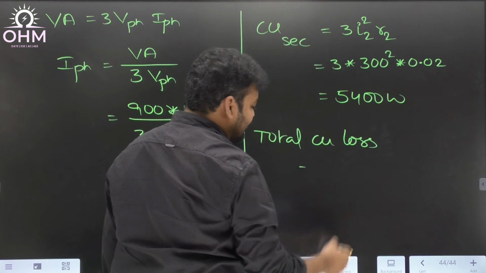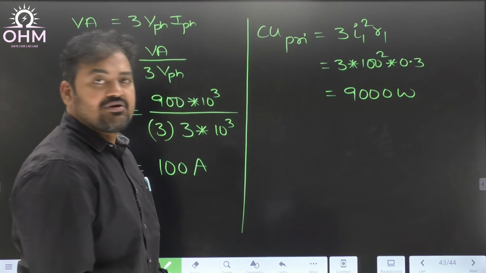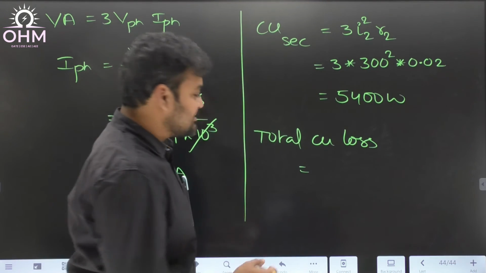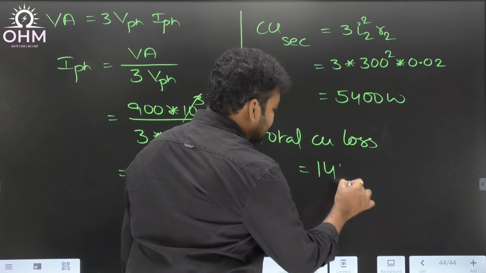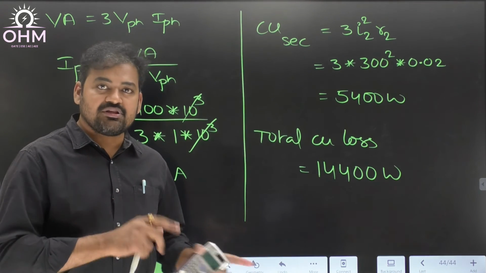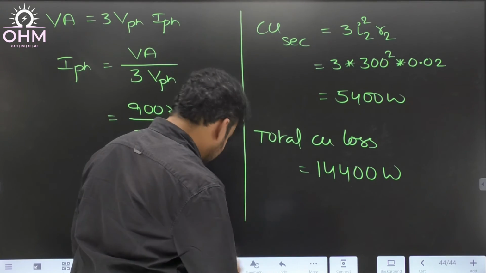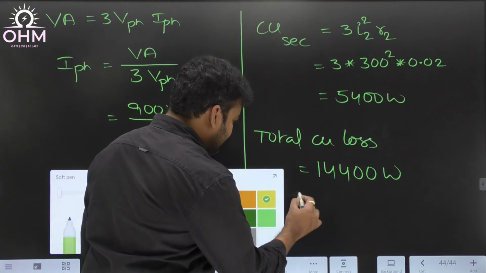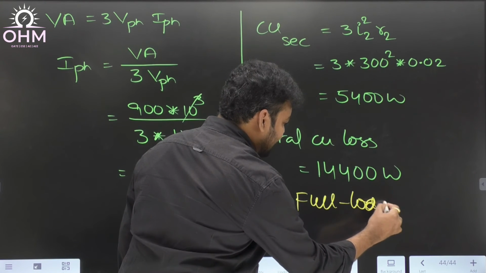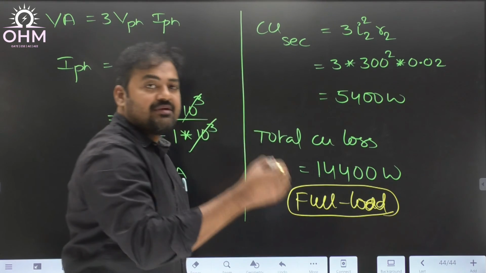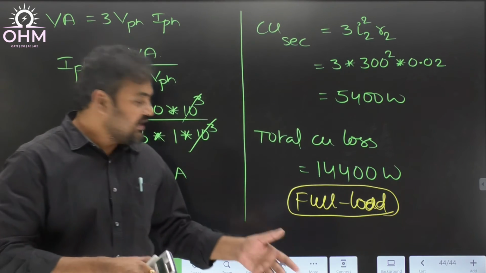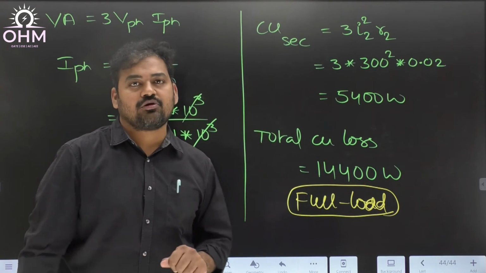Therefore, what is the total copper loss? Total copper loss means you have to add both. What is the primary copper loss? 9000. Secondary copper loss 5400. 9000 plus 5400, 14400 watt. Now, this is the full load copper loss, guys. Most important thing is this is a full load copper loss. Why is this full load? Because I am using rated currents, right? I am using the kVA rating. Rated kVA rating means I am getting rated current. Rated current means this is definitely a full load copper loss.